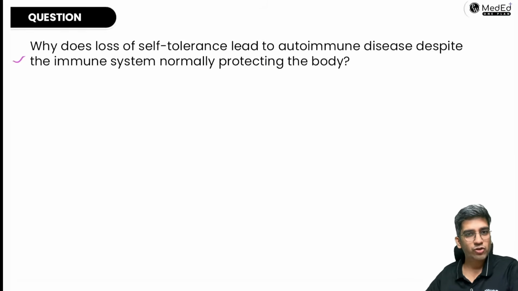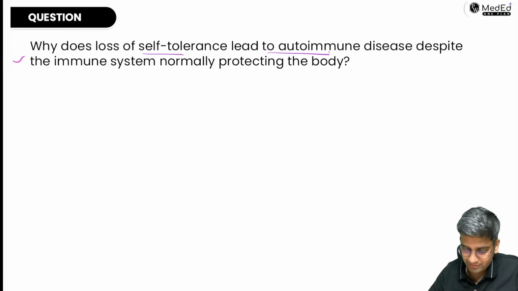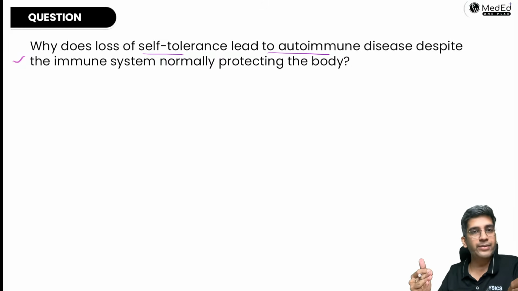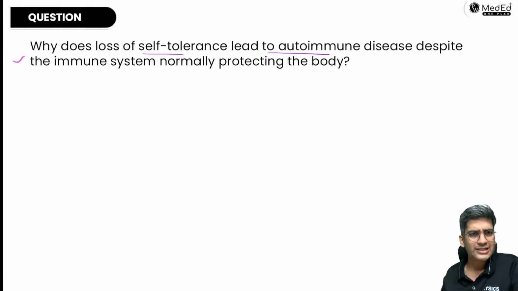Why does loss of self-tolerance lead to autoimmune disorder despite the immune system normally protecting the body? For this, see, this is actually the statement. That's the reason. Loss of self-tolerance is the reason. For that, we have to tell what normal self-tolerance is, then what will happen if self-tolerance is lost, and that's the reason my body is going to recognize my own antigen as foreign, right? As simple as that, right?